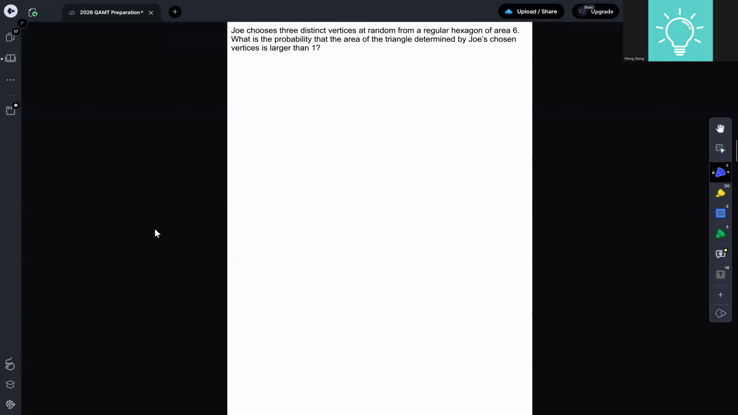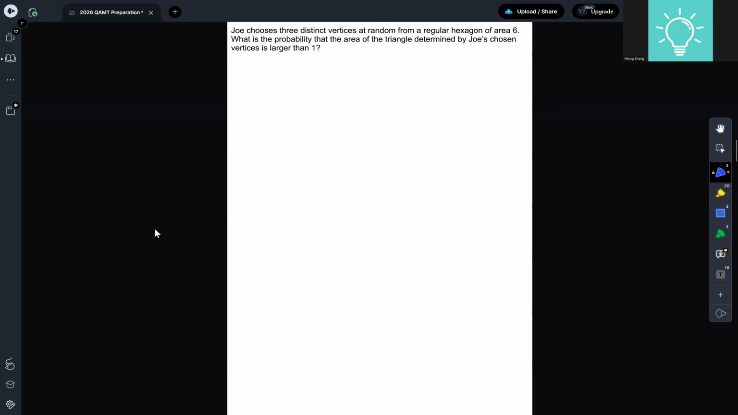So, if you come across this problem in the 2026 QAMT Problem Solving Competition, what are you going to do? Joe chooses three distinct vertices at random from a regular hexagon of area 6. What is the probability that the area of the triangle determined by Joe's chosen vertices is larger than 1?